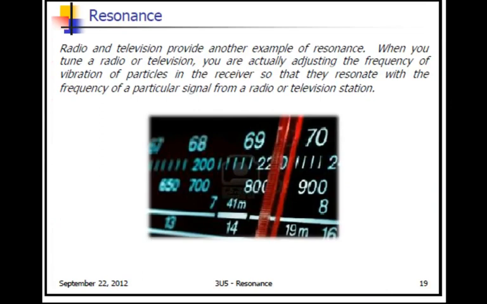If you've ever wondered how your tuner works on your radio, what you're essentially doing is setting the electrons in the antenna to vibrate at a specific frequency. If that frequency matches the frequency of the electromagnetic radio waves that are flowing through the air, you will pick up that radio signal. That signal will be amplified because the electrons in your antenna are vibrating at the same rate as the radio signal.